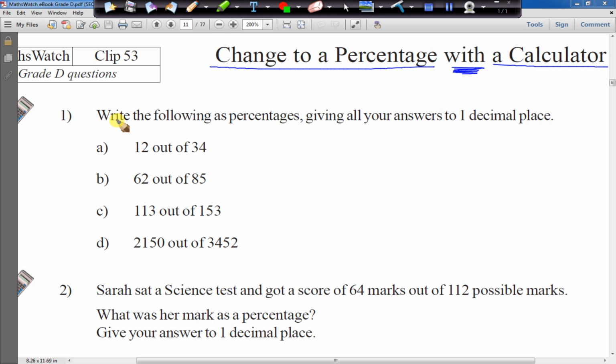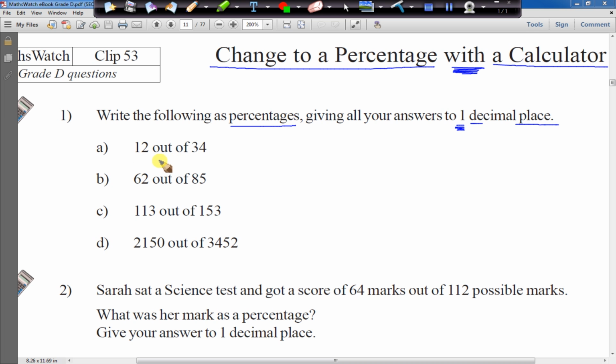Question number 1. Write the following as percentages, giving all your answers to one decimal place. This is very important. You've got 12 out of 34. What does 12 out of 34 mean?